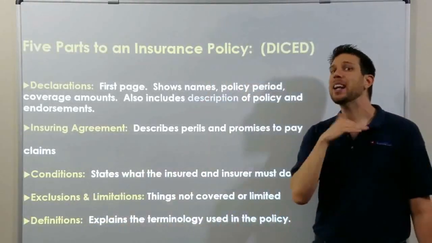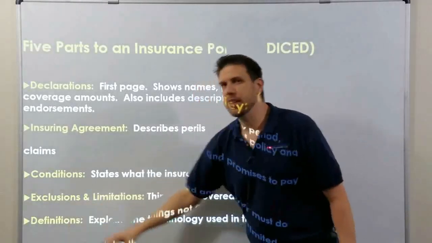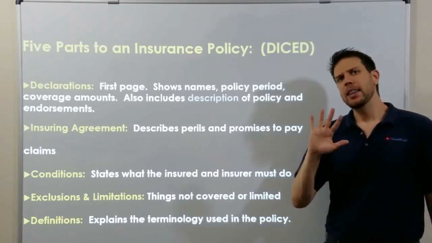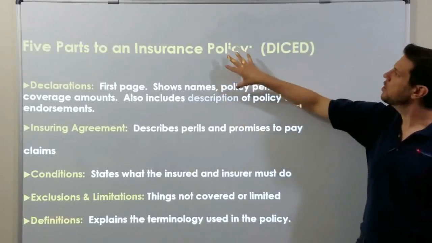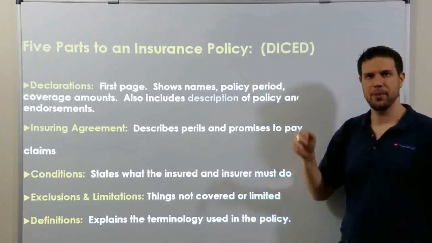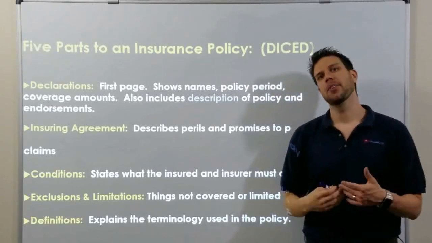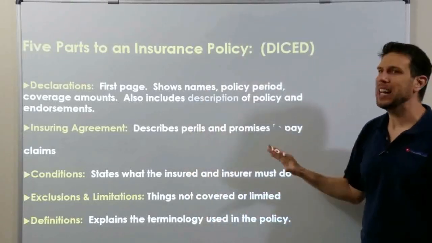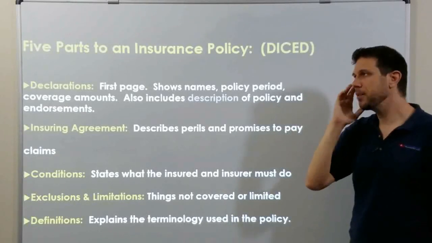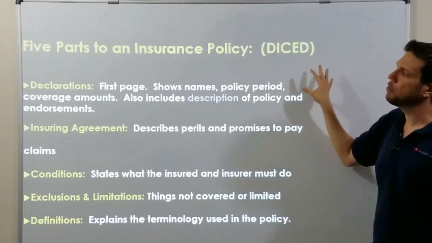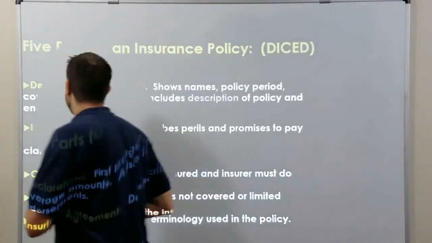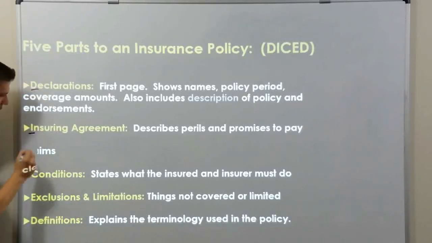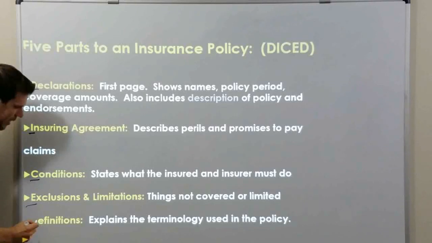Exclusions are things that are not covered, and definitions will clarify the terminology used in a policy. The 5 parts to an insurance policy spell an acronym known as DICED. This is something that I would put down on my important notes section, because this will be on every test and it's not easy to memorize all 5 parts. The acronym DICED helps you with that. The first letter in each part spells D-I-C-E-D, DICED. Declarations page, insuring agreement, conditions, exclusions, and definitions.